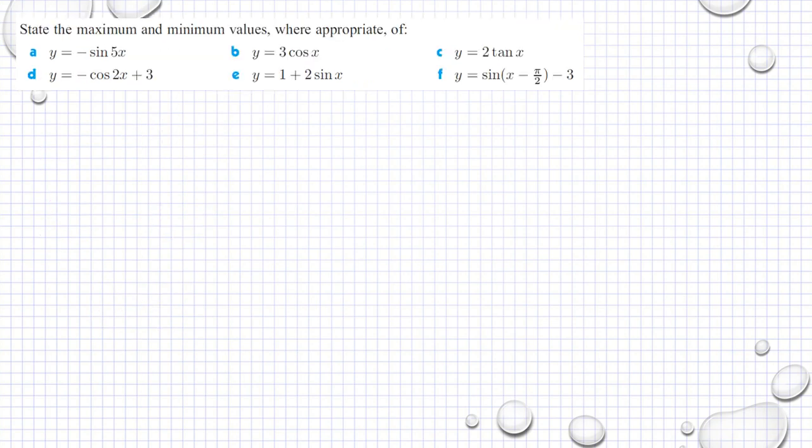That's it. Last one. We have tangent there. Maximum value and minimum value. As we have said before, tangent doesn't have any amplitude, so we don't have a maximum or minimum value for tangent.